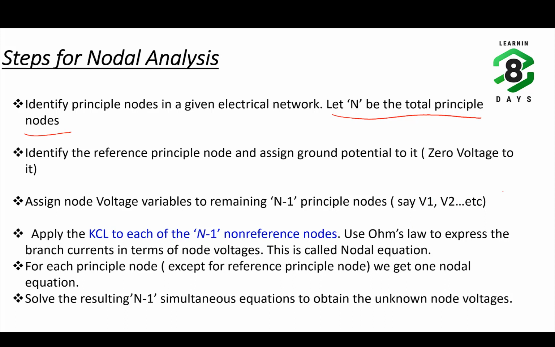Next, at each of these N-1 principal nodes, apply KCL and express the branch currents in terms of the unknown nodal voltages. Then it will form a nodal equation. So at each of these non-reference principal nodes, there will be one nodal equation. For each principal node, we get one nodal equation. Solving the N-1 nodal equations will give you the N-1 unknown nodal voltages.